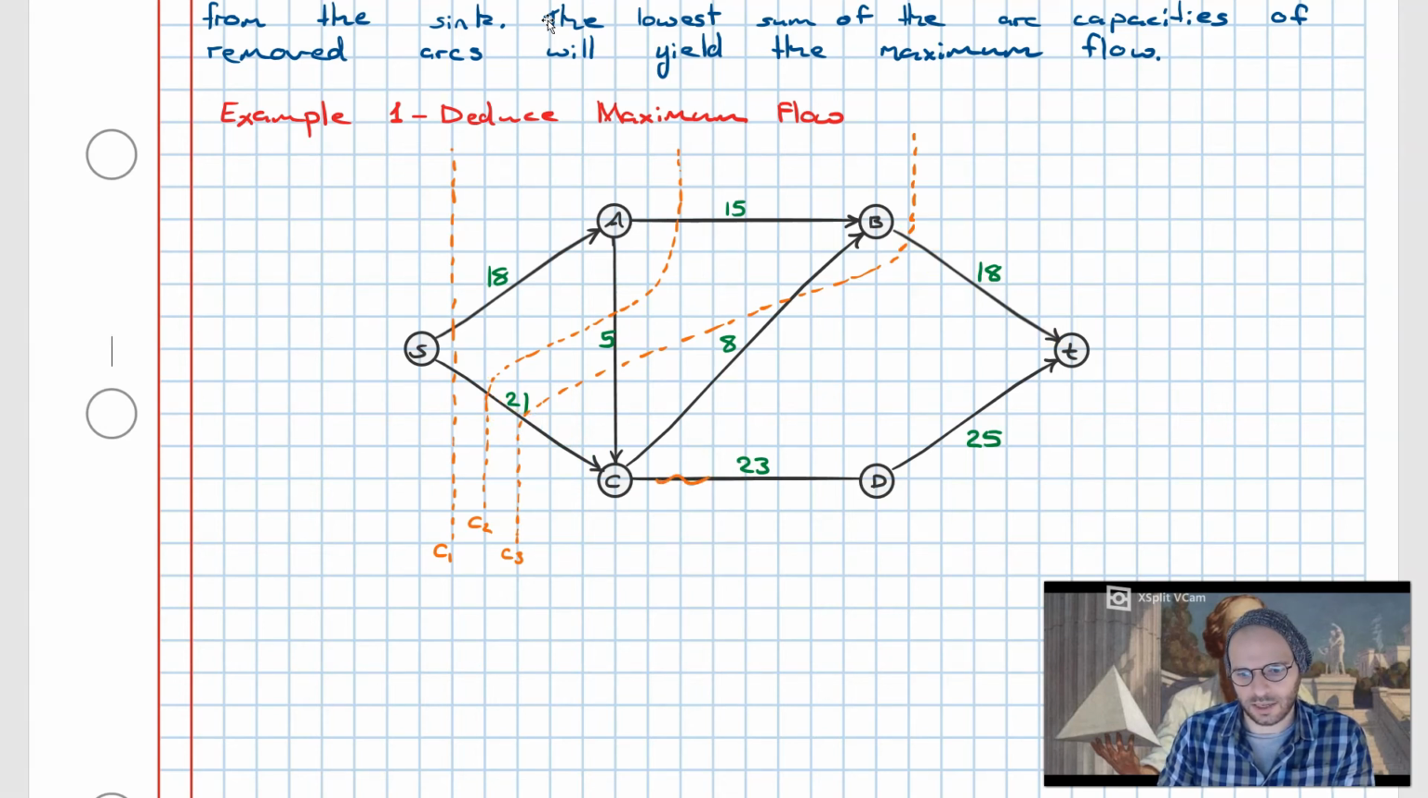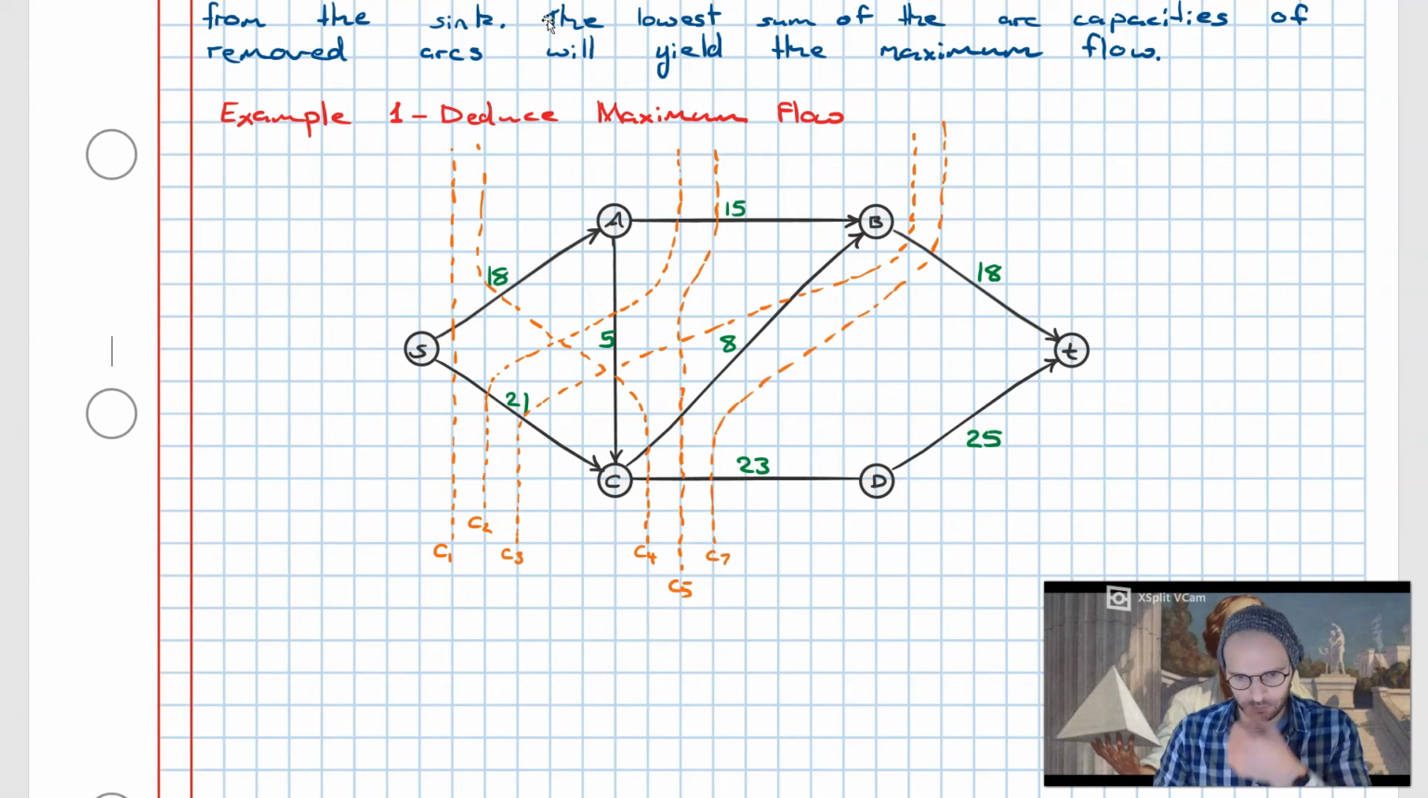So let's have a look at CD. To be able to cut or disconnect the source from the sink, starting in the middle, we're going to go up. Then we're going to divert across. So we'd be disconnecting this arc over here, this arc up here, and this arc over here. Removing these 3 arcs would disconnect the source from the sink. Next one, cut straight upwards, C7.